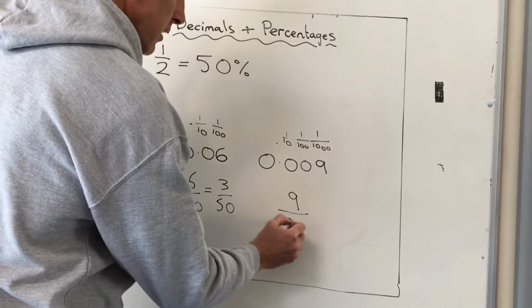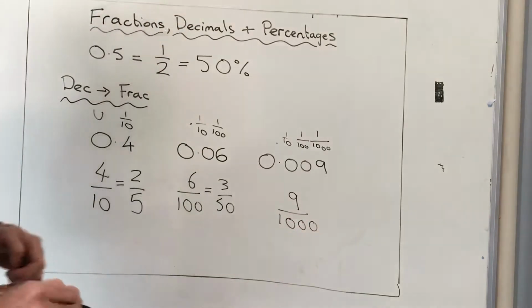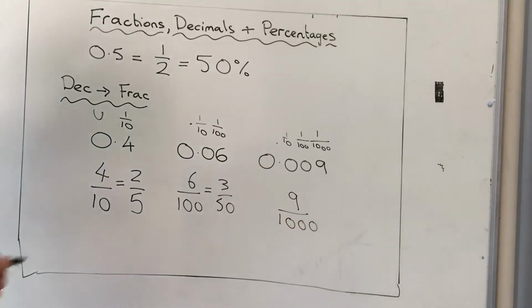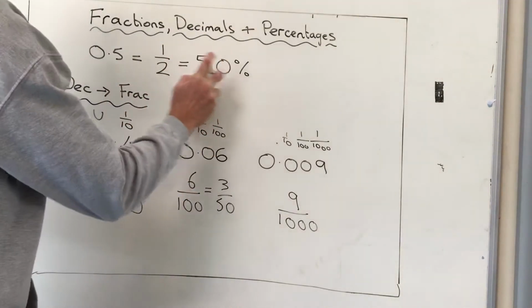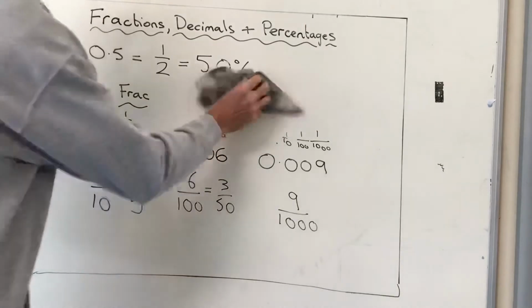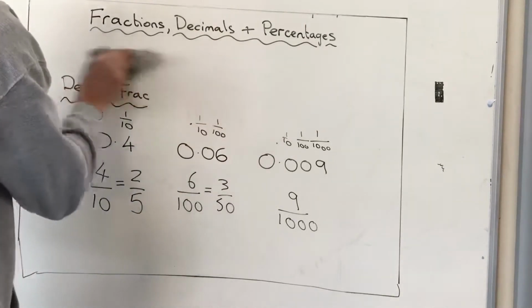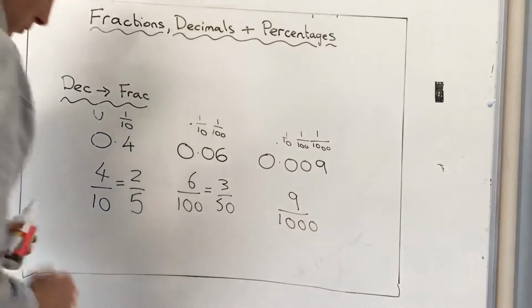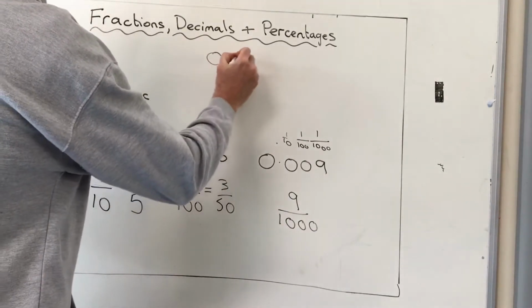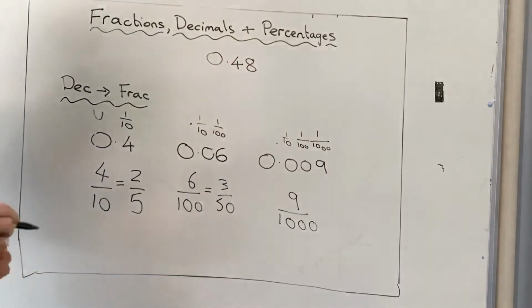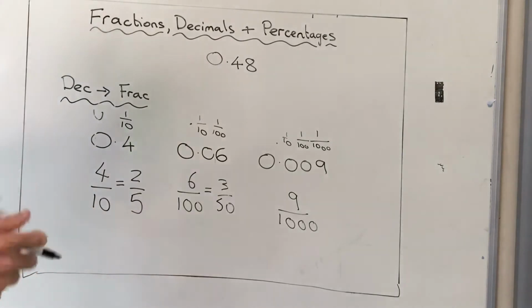so it is simply 9/1000. And that is how we convert a decimal into a fraction. Now, one slight issue arises if we were to have two numbers after the decimal point. So what is 0.48 as a fraction? Well, we can look at it in several ways.